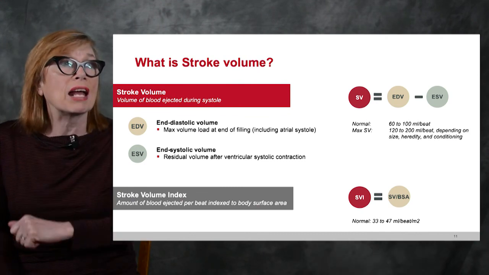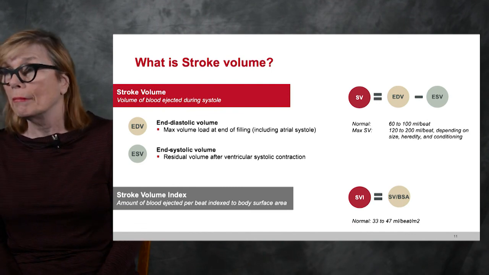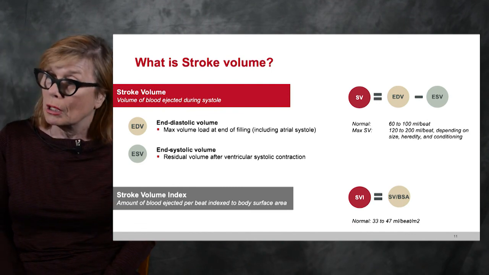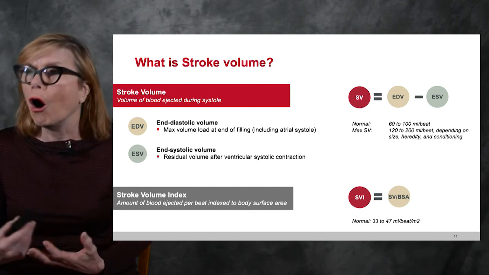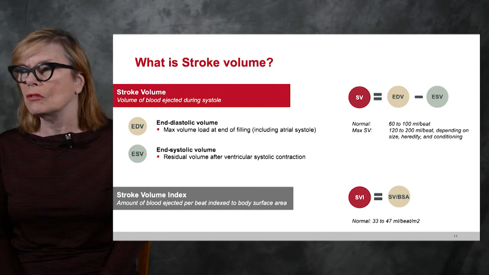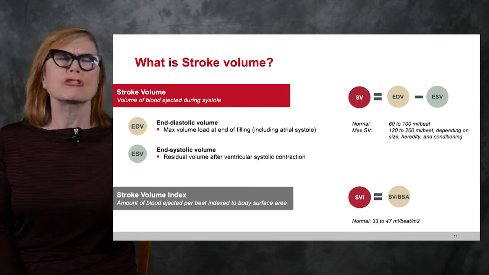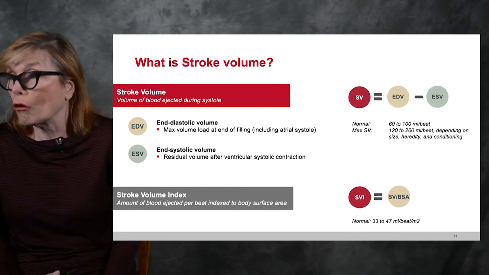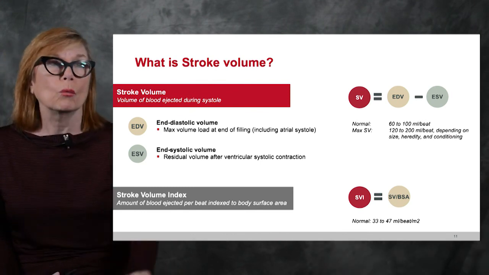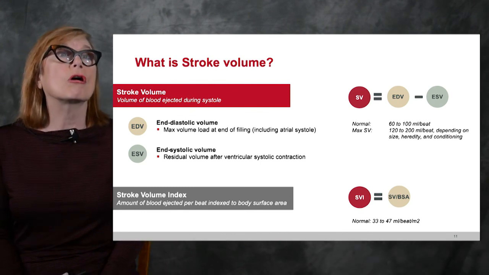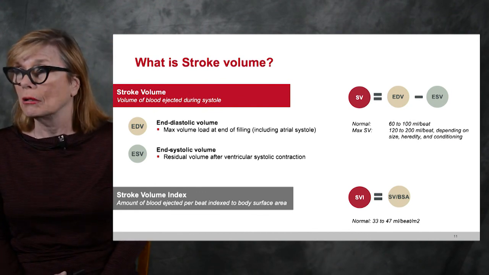And when I add a vasopressor and the stroke volume goes down, I might have made your blood pressure better, but I made your blood flow worse. So I always want to think about stroke volume, look at what stroke volume is, and consider what happened to stroke volume in relationship to my therapies. Stroke volume should go up when I give volume. Stroke volume should go up when I give an inotrope. Stroke volume might go down when I give a vasopressor.